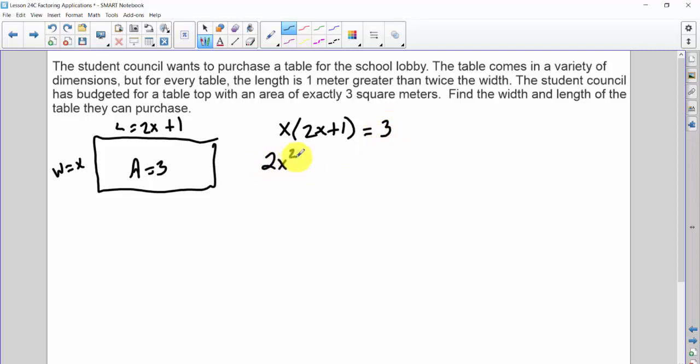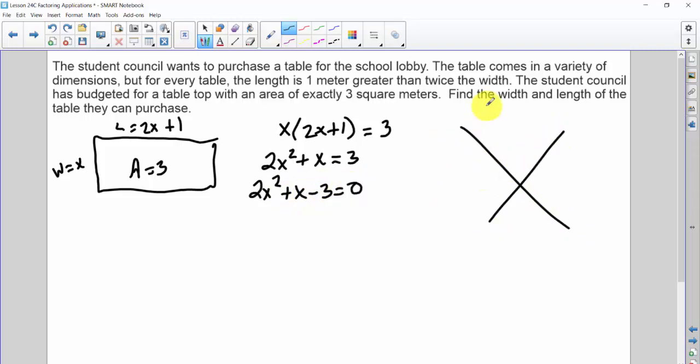2x squared plus x is 3. I need to set it equal to 0 since it's quadratic. It's going to require an x method. AC value is going to be negative 6. B value is going to be positive 1. Two things that multiply to negative 6 and add to 1 are 3 and negative 2.